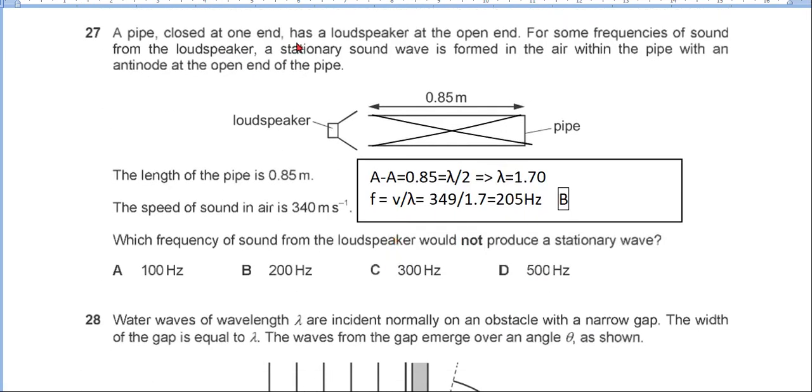A pipe is closed at one end and has a loudspeaker at the open end. For some frequency of sound from the loudspeaker, a stationary sound wave is formed in the air within the pipe with an antinode at the open end. So the loudspeaker is at the open end, and here we have a maximum, an antinode.